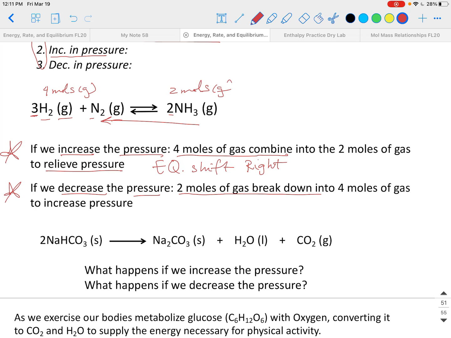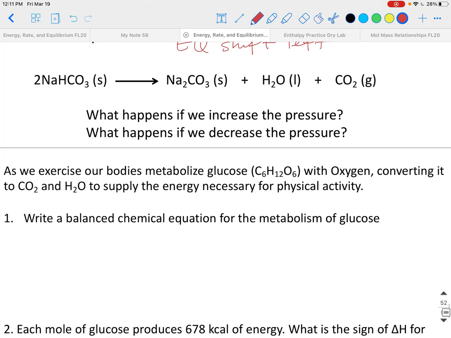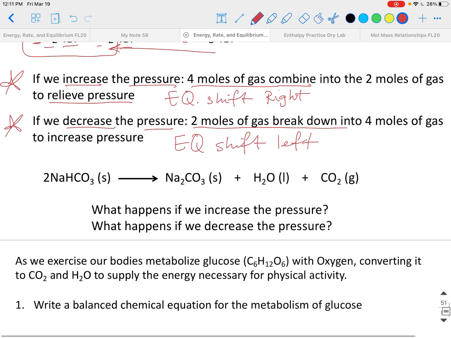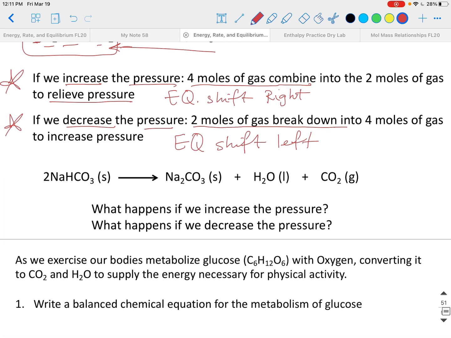If we decrease the pressure on our system, we want to run the reaction this way to create the side that has more moles of gas. So here in this scenario, because the reactant side had more moles of gas, equilibrium will shift left. Now that's just for this particular reaction. Sometimes the higher number of moles of gas may be on the product side, not the reactant side, and vice versa. Let's look at this reaction down here with the sodium bicarbonate.